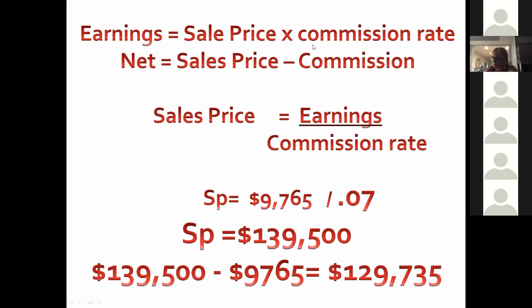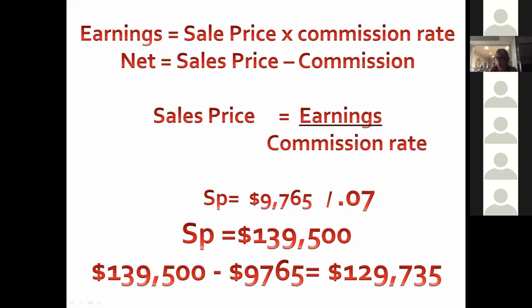Earnings is equal to the sales price times the commission. We know that tonight. The net is equal to the sales price minus the commission. How much he walks home with is the sales price minus the commission. So first, sales price is equal to earnings divided by the commission. We know that from one of those three formulas. So earnings is $96.75. The commission rate is 7%. So our sales price is going to be $139,500. That's how much we sold for.